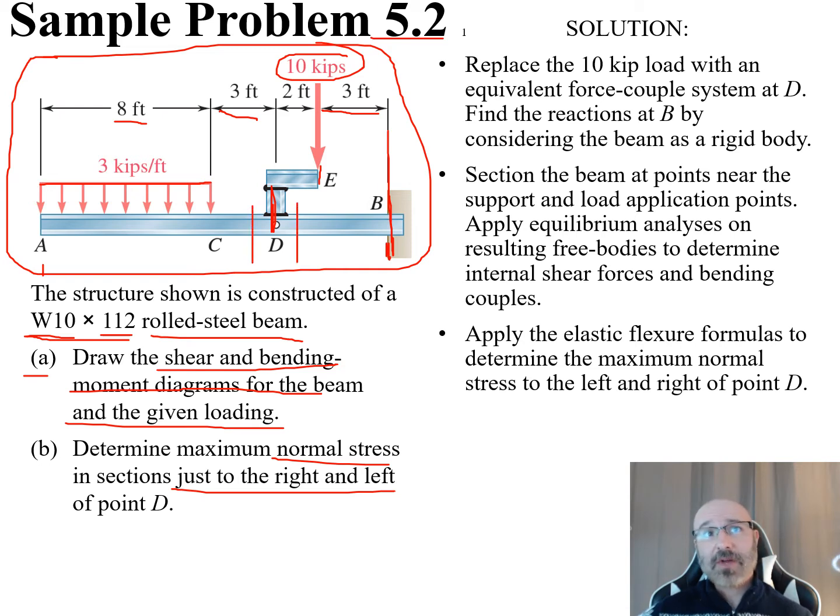So now we have an idea of what they gave us in the problem. They have all the dimensions up here in the diagram right there. They tell us what type of beam we're dealing with, and we know we're looking for shear and bending moment diagrams of the beam and the given loading, and then we need to determine the normal stress in sections right there and right there.